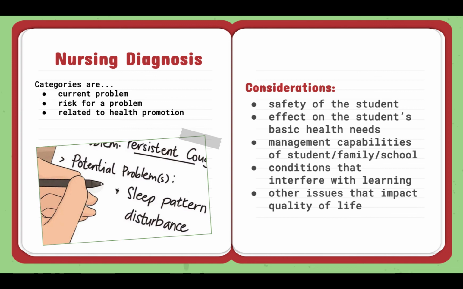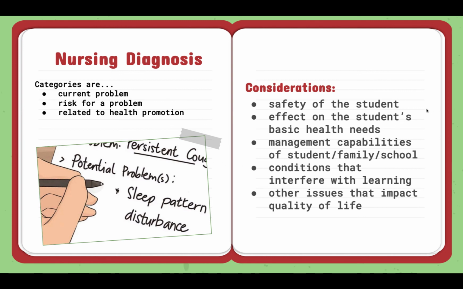You could just write up what are the current problems, what are the risk for problems, and then what are the problems related to health promotion, potential or real problems. And so you're just writing these categories for nursing diagnosis as you see them, right? And you should consider these things as you write up into these categories.